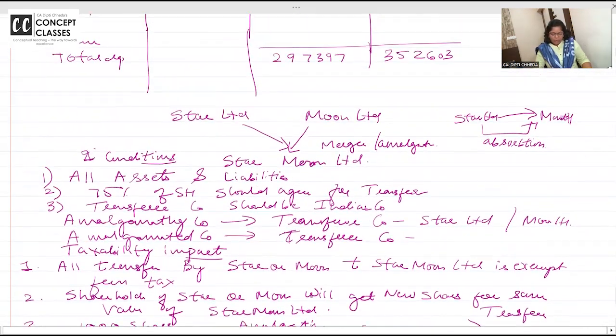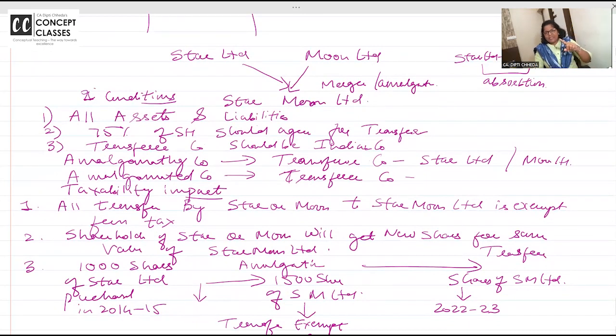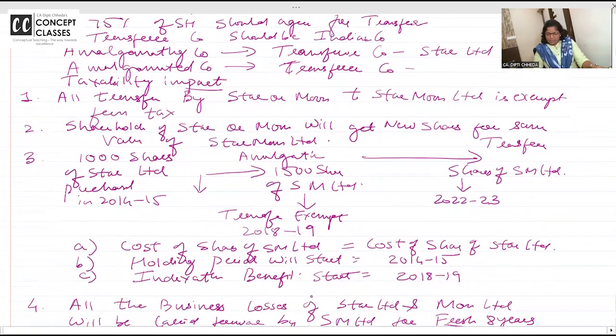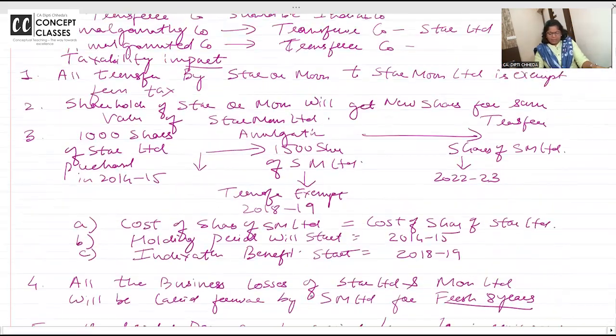Chalo. Once again, I want to revise. All the assets and liabilities are taken over, 75% of shareholders agree, and then the transferee company is an Indian company. Ma'am, what if the transferee company is not an Indian company? Then this is not exempt. Then you don't get all this ABC benefit and all.